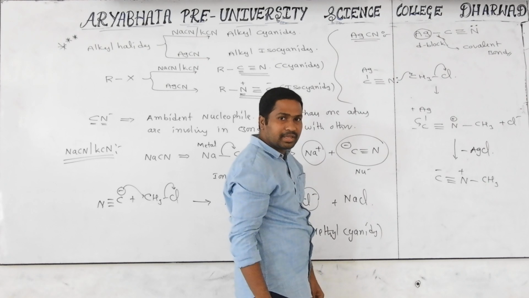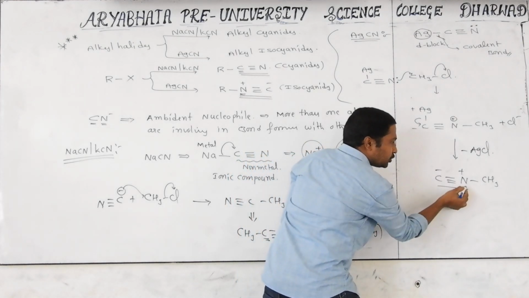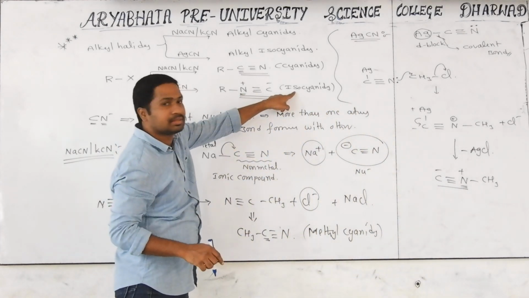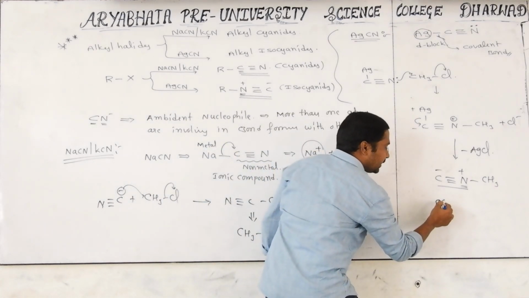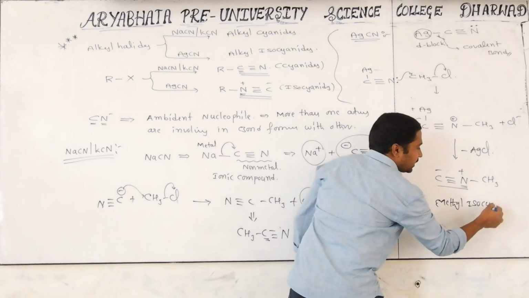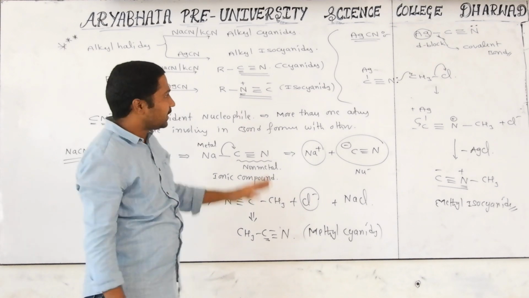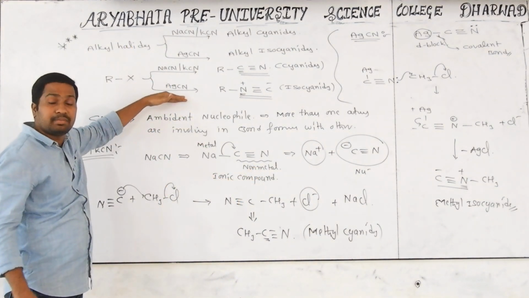Observe this compound very carefully. In this cyanide group, the connection is through which atom? Nitrogen atom. So what is the name of this compound? Methyl isocyanide. Methyl isocyanide. Did you understand? Yes. Like this. Generally this is enough for your board examination.